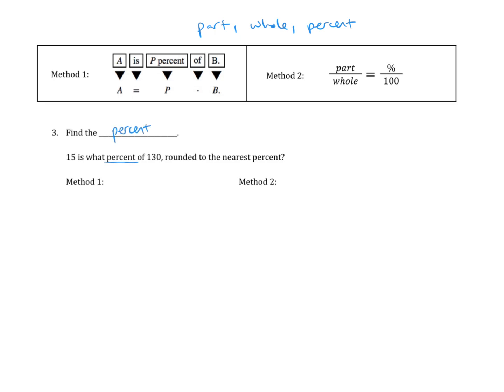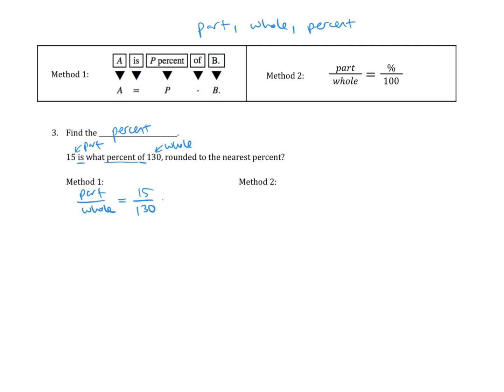And when you find a percent, you're going to take the part over the whole. And in this case, 15 is what percent of 130? 15 is going to be the part, which is often near the word is, and 130 is going to be the whole, which is sometimes near of. So part over whole is going to be 15 out of 130. So we're basically making a fraction. And you can change that to a decimal using your calculator.